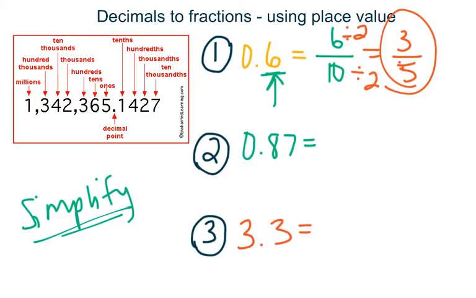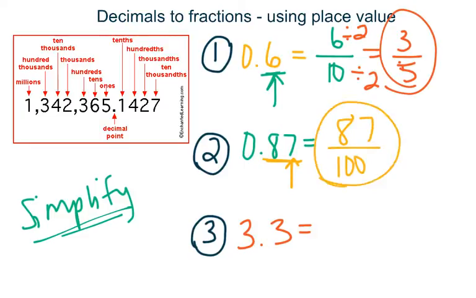If I look at my second example, I have 0.87. If I'm looking here, the 7 is in the hundredths place, so this will be said as 87 hundredths. So I would go ahead and write that as 87 over 100. I can't simplify this, so that would be my final answer of 87 over 100.